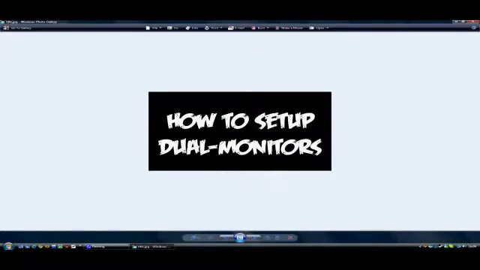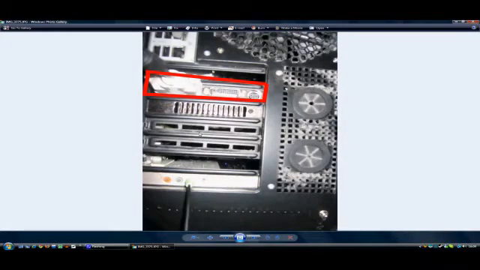So, obviously, what we're looking at how to do is set up dual monitors. Now, before you even can think about setting up dual monitors, buying that second screen, or if you've already got it, installing it and everything, you need to know one crucial thing. Does your video card support dual monitors?